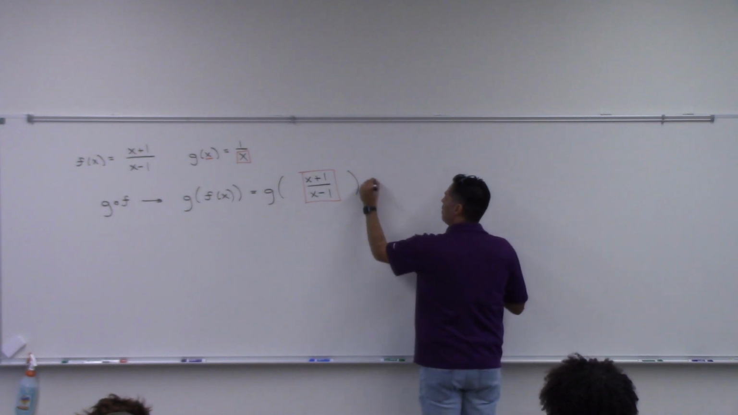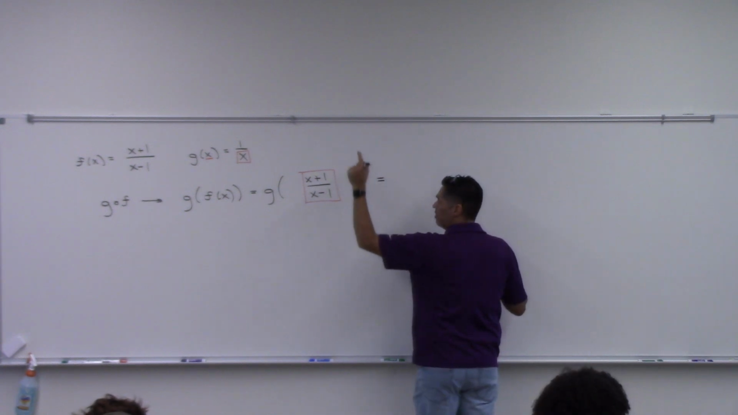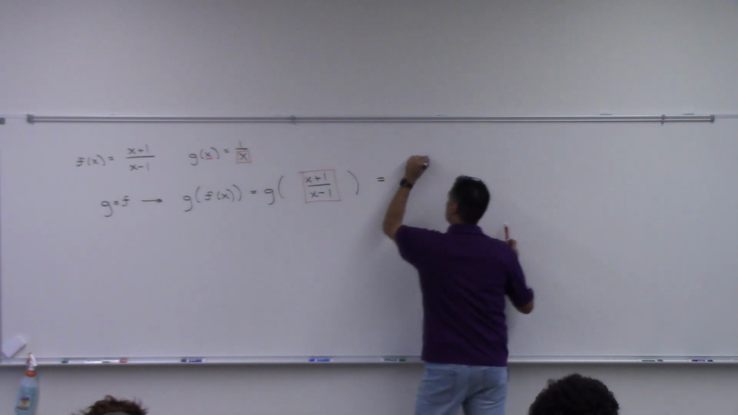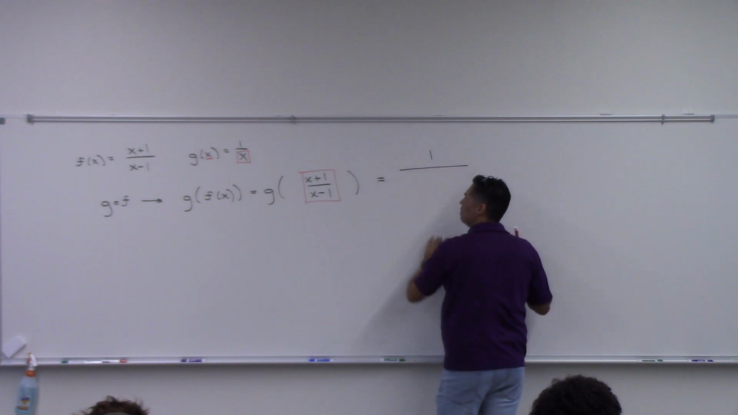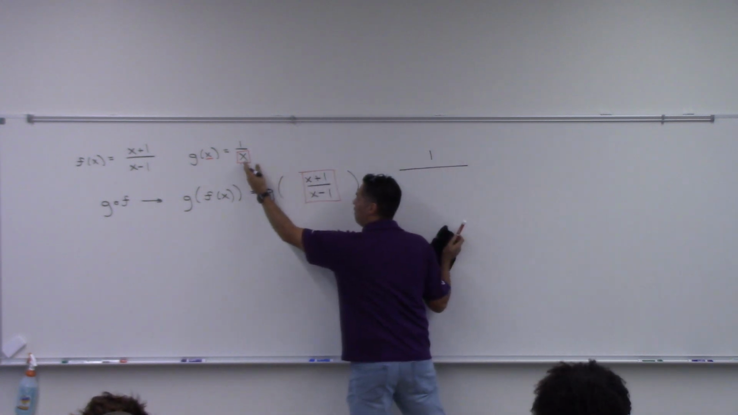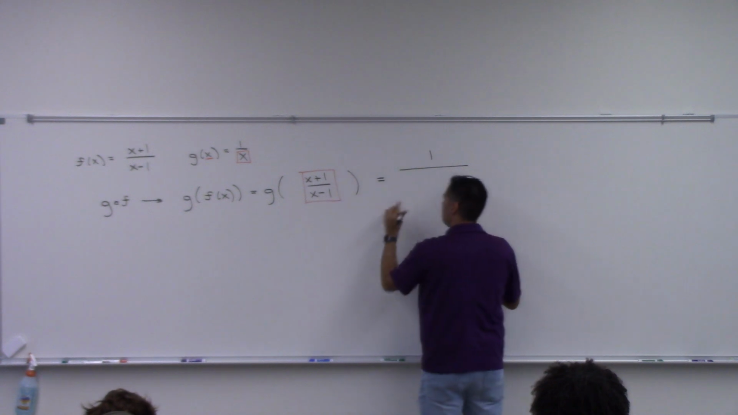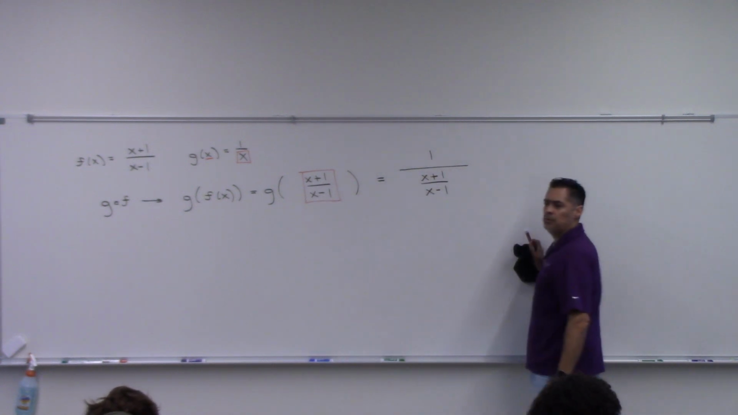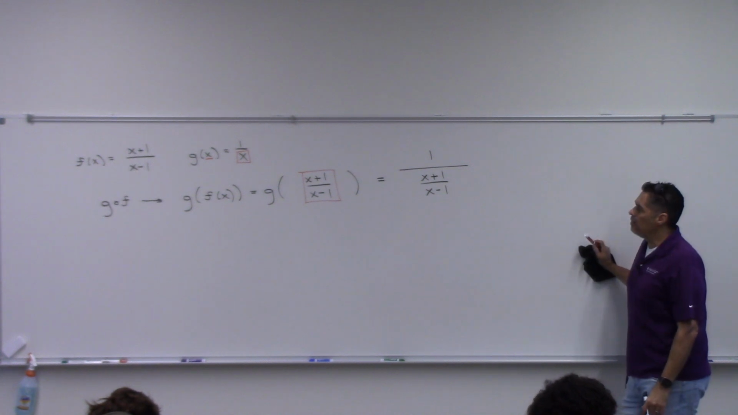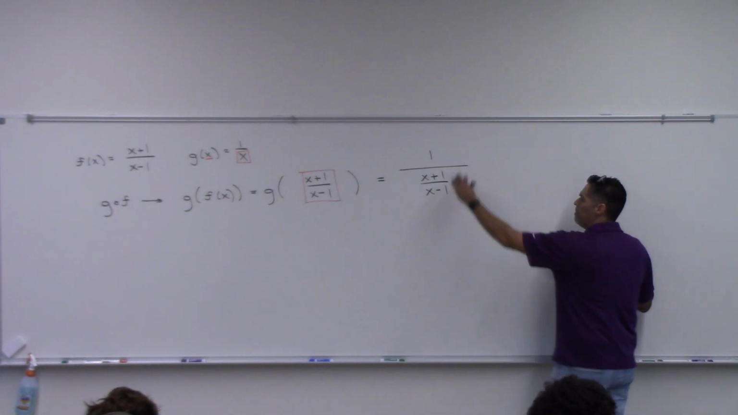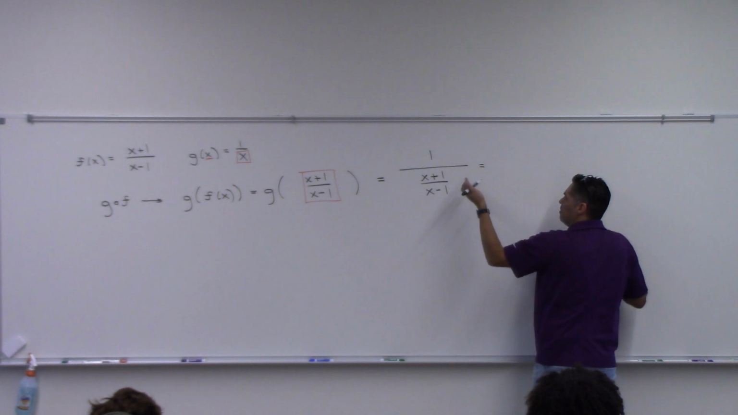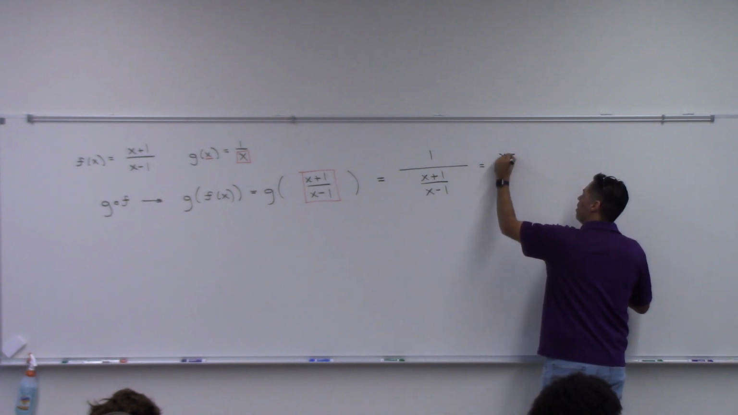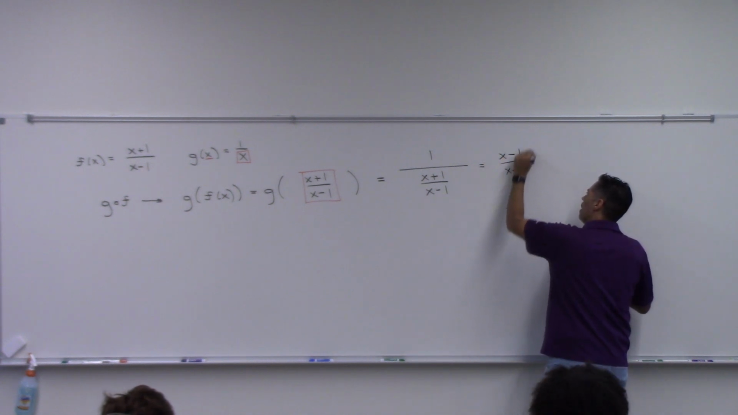So let's write the g function down. The g function is 1 over x, but what are we plugging in? This. X plus 1 over x minus 1. Right? And 1 divided by a fraction is the same as the reciprocal, so you can flip it over. And you're done.